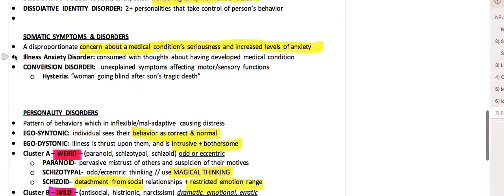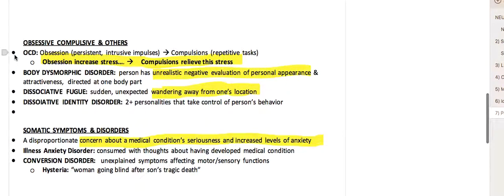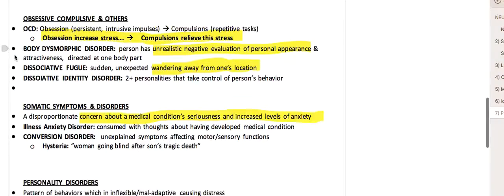Somatic disorders: disproportionate concern about a medical condition, its seriousness, and an increased level of anxiety. Really, everything's in the head. Illness anxiety is basically being consumed with thoughts of having developed a medical condition. Conversion disorder is when unexplained symptoms affect motor and sensory functions. Hysteria is when a woman goes blind after her son's tragic death.